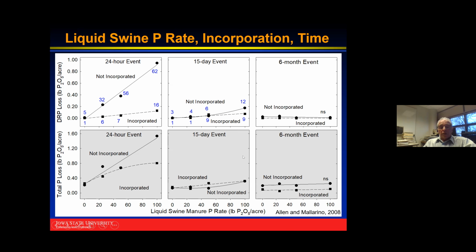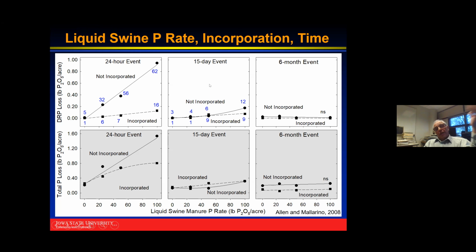And look, even with 100 pounds, which is about the double rate for the corn soybean rotation applied before corn, we see very, very little loss and almost no difference for this high rate. And then 6 months later, which essentially was after the winter, then we see absolutely no difference between incorporation and non-incorporation. And then we can see what happened in total P. You see, with the total P, the differences due to incorporation are less, but in the 6 month event or in the 15 day event delay, there's no difference between the incorporation or the non-incorporation.